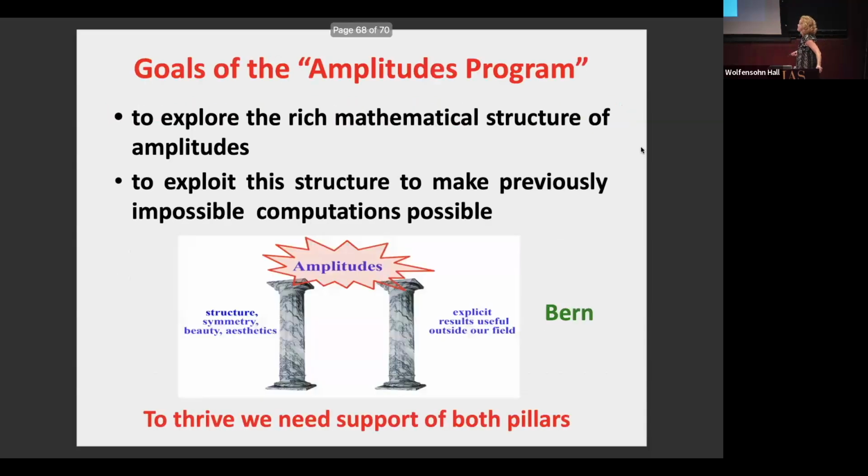So that's a summary. But before I leave, I just want to say something about math and physics. Whenever I talk to people outside the field, I want to remind you that the goals of this whole program in amplitudes is twofold. You want to explore the structure of amplitudes, but you want to also exploit the structure to make previously impossible computation possible.